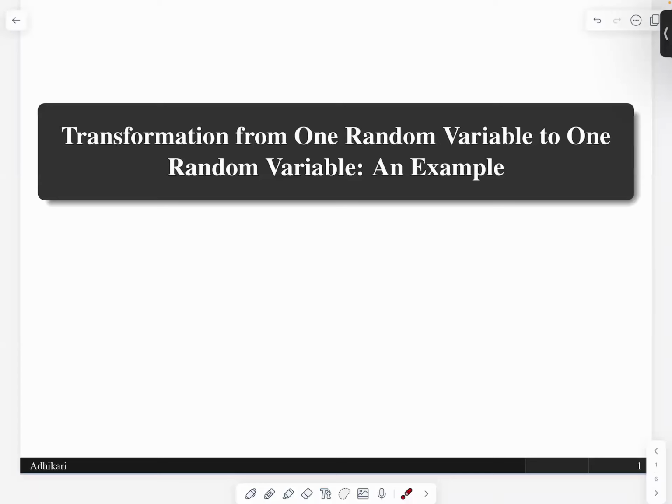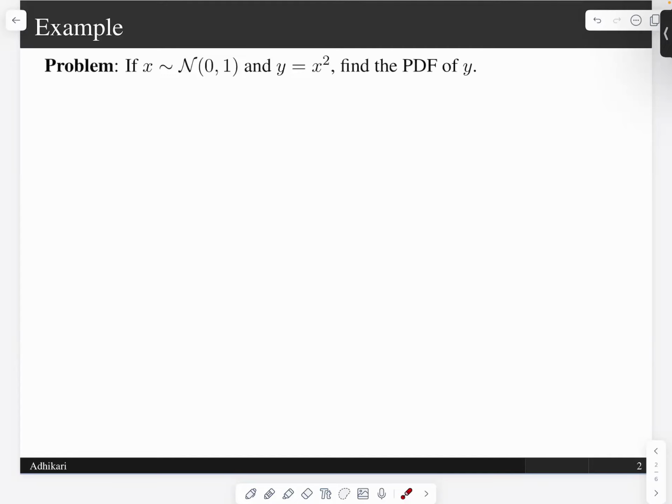In this video, we're going to see an example of transformation from one random variable to another. In our example, we're going to consider a standard normal random variable x. Its mean is 0, variance is 1. And we have a function y equals x squared. So y is the new random variable, and we're interested in finding its PDF.